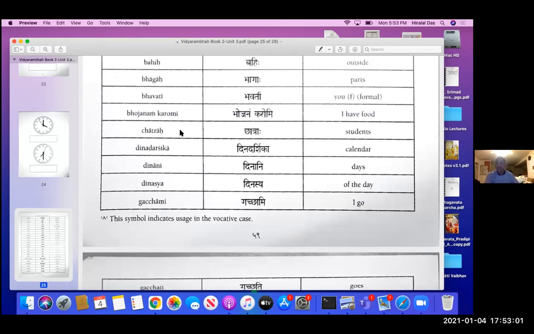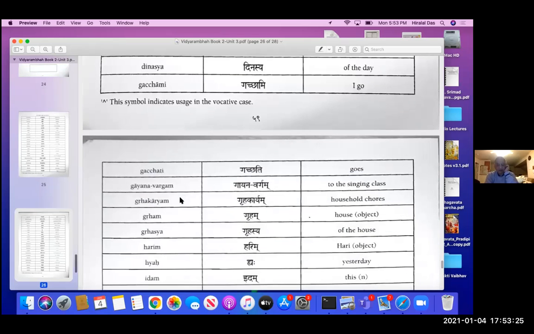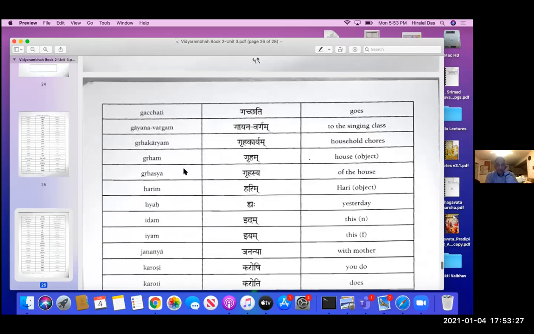Samruddhi. Okay, Mataji. Kshatraha means students. Dinadarshika means calendar. Dinani means days. Dinashya means of the day. And Gachami means I go. Okay, very good. Next. Gobind.